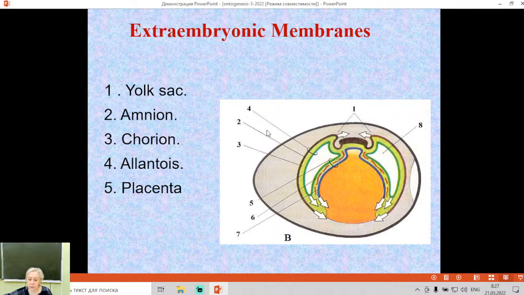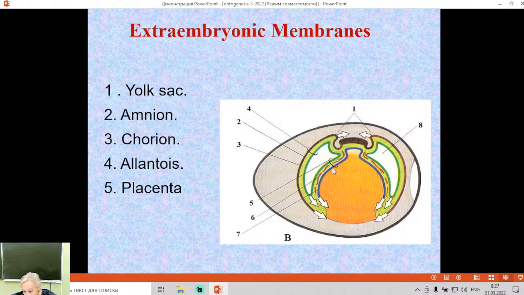And we continue our lecture, extraembryonic membranes. There are 5 extraembryonic membranes: yolk sac, amnion, chorion, allantois, and placenta. And let's consider more carefully each extraembryonic membrane. And you see these extraembryonic membranes on this slide.